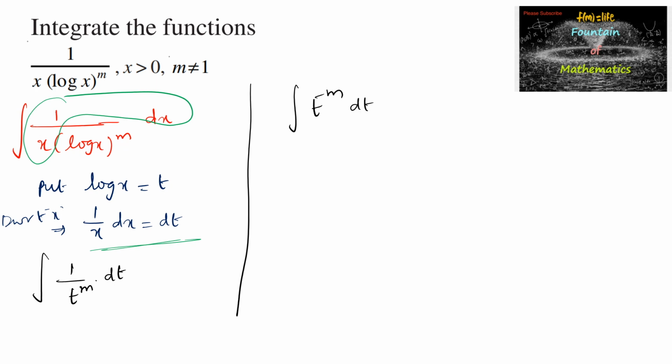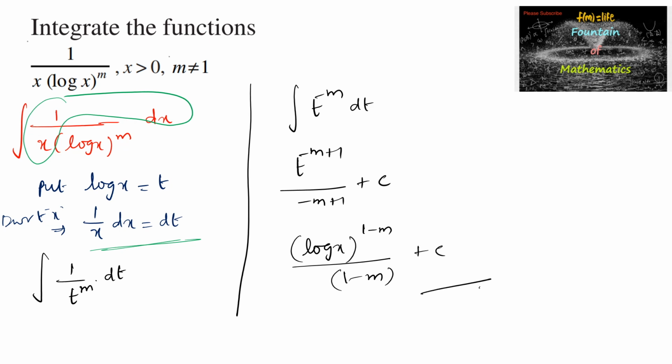So we can integrate it: t to the power of minus m plus 1 divided by minus m plus 1 plus integral constant c. So let us substitute back t is equal to log x. So we can write log x to the power of 1 minus m divided by 1 minus m plus c is the answer.